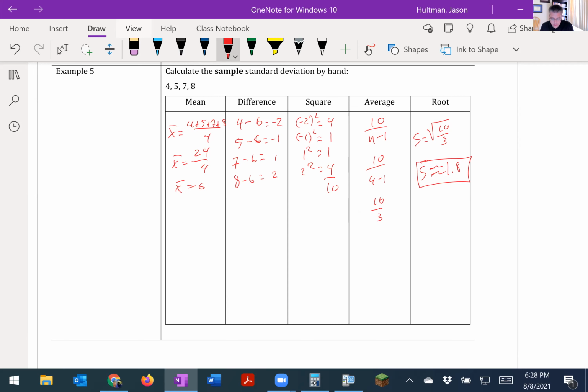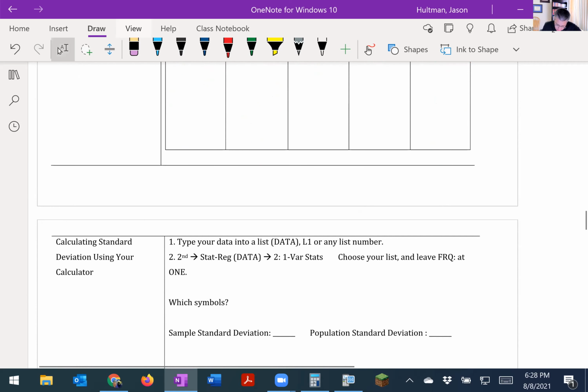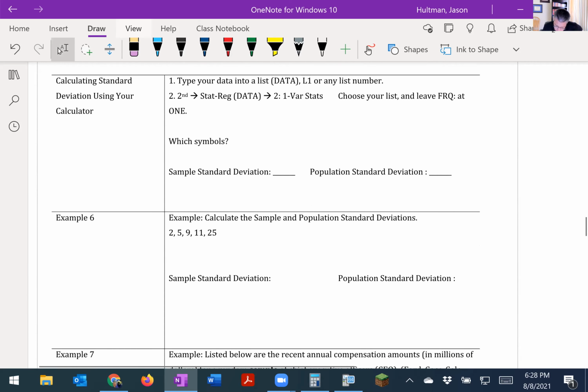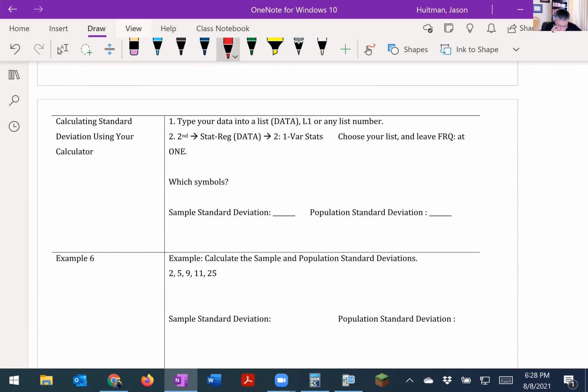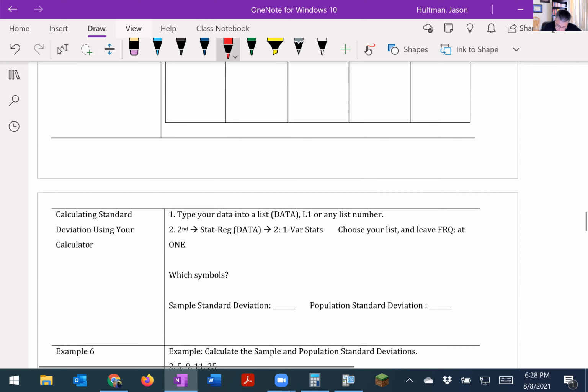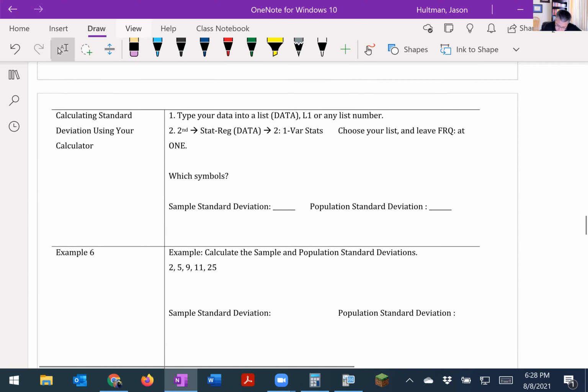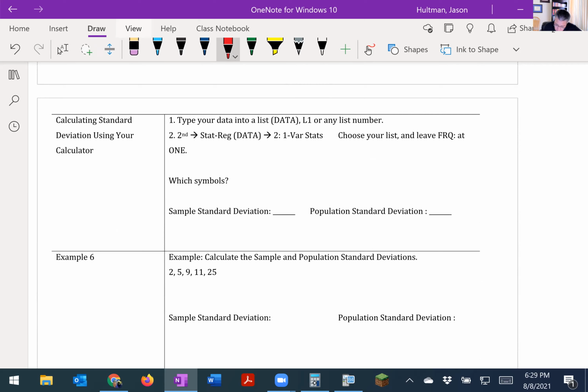Okay, let's wrap things up. How do we do this on a calculator? Calculate sample standard deviation. So calculating standard deviation using your calculator: type in data into your calculator, and then do one variable statistics, and it should give us the statistics there. Which symbols though? What are the symbols on our calculator? Well, let's go to our calculator and let's see.